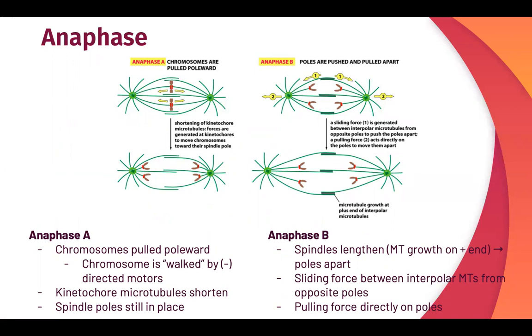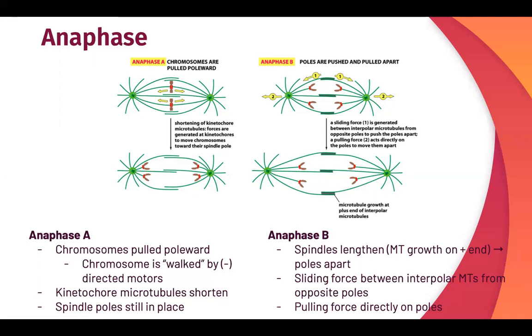So think about it like this. If it is on the aster microtubules and they're minus end directed, which way are they walking? Towards the centrosome or towards the edge? So minus end is the centrosome. There you go. Minus end is the centrosome.